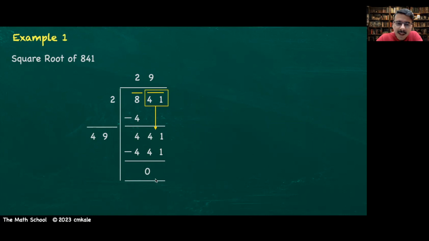Which means that if you do not get any remainder, then 841 is a perfect square of 29, and 841's square root is 29. So let us put that down. So 841 is a perfect square. Square root of 841 is 29, which also means that 29 square is 841. So I hope you understood how to execute the long division method. Let us look at a couple more examples, which will make this method more clear.